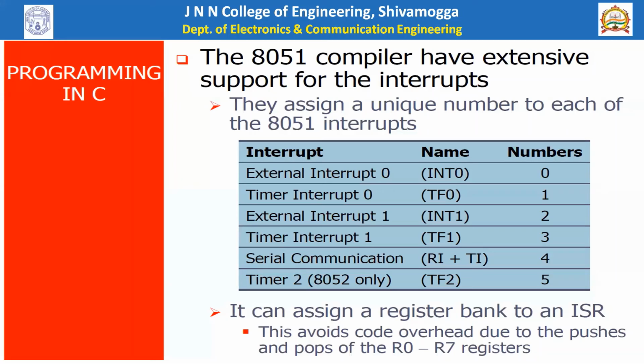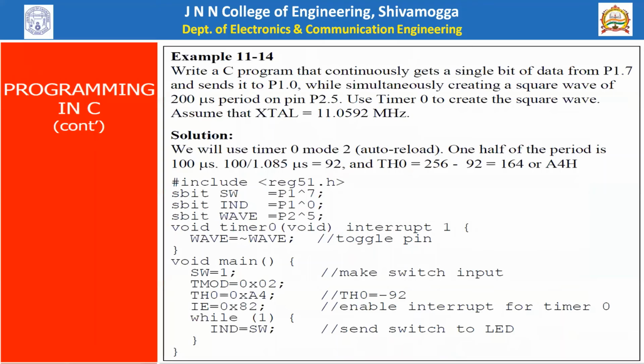It can assign a register bank to an ISR. This avoids the code overhead due to which it pushes and pops R0 to R7 registers. You know that the 8051 has 4 register banks, 32 registers, and we will always be using bank 0. Out of that, for the 8051, you can assign a separate register bank.